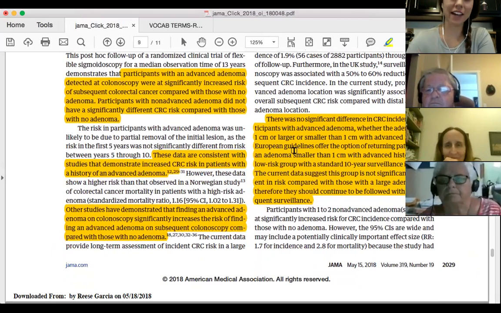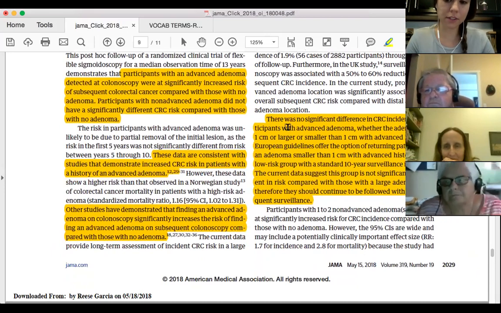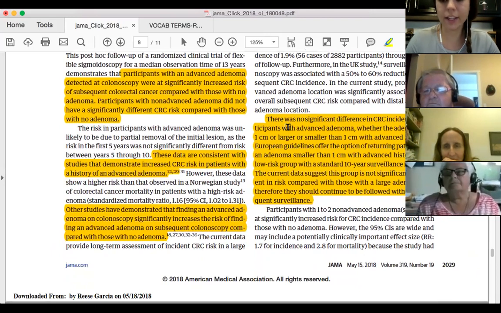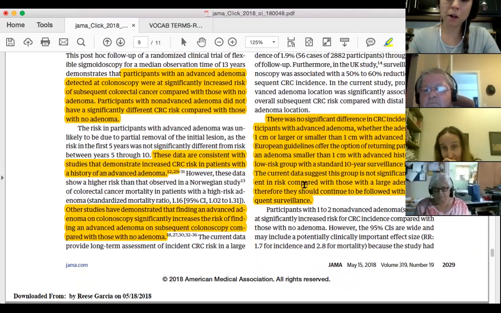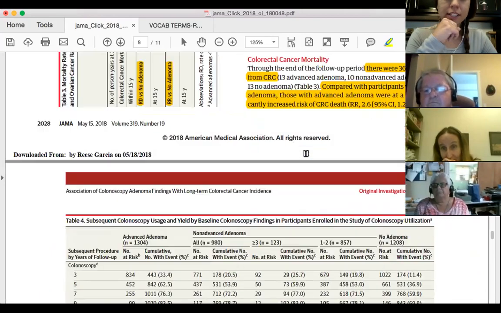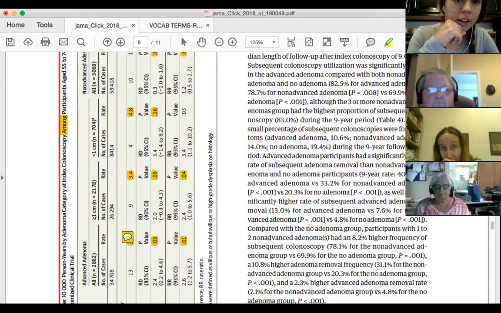So in terms of size, I don't think this was necessarily a finding that directly influenced their question, and they didn't find a significant difference between polyps that were less than 1 centimeter or greater than 1 centimeter. And so what they're suggesting here is that there's no significant difference in risk compared to those with a large adenoma versus a smaller adenoma, and therefore those with a smaller adenoma should be followed just as closely because the risk is the same.